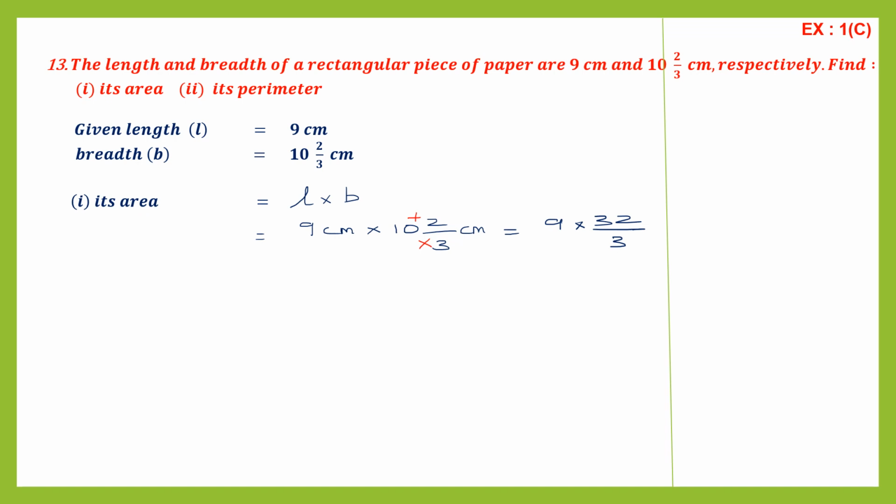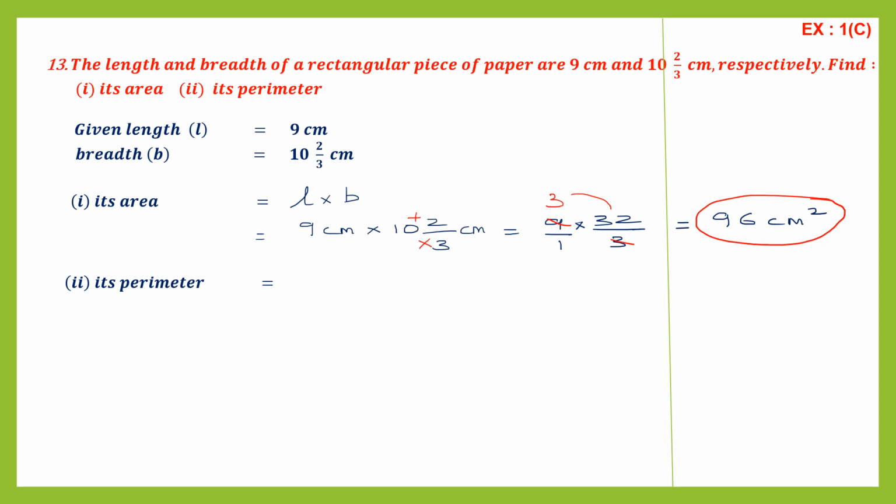Now we can cancel. Consider 9 to be 9 by 1. Cancel 3 and 9: 3 threes are 9. Now multiply the numerators, 32 into 3. 3 twos are 6, 3 threes are 9. So we've got 96. And since we are talking about area, the unit should be centimeter square. So 96 centimeter square is the answer to the first question, where we found the area of the rectangular piece of paper.